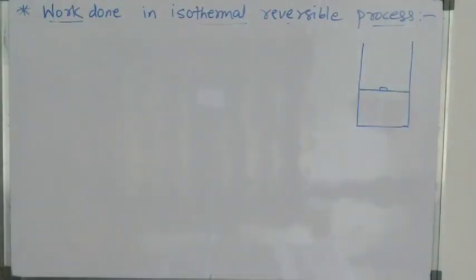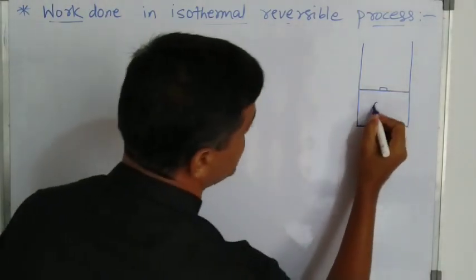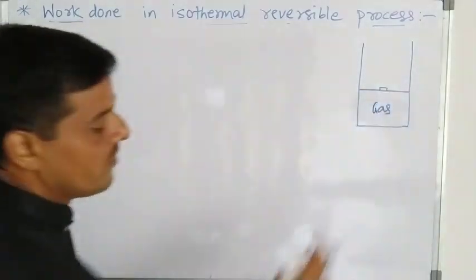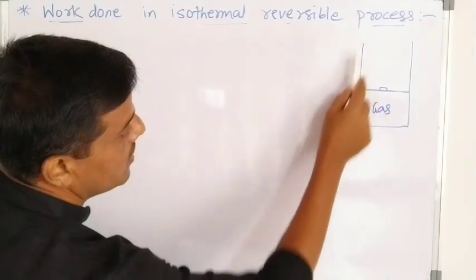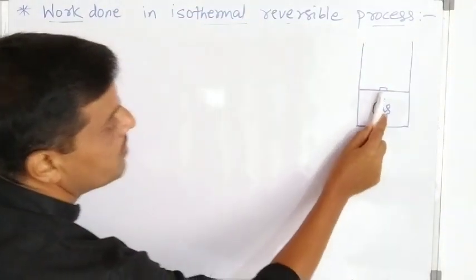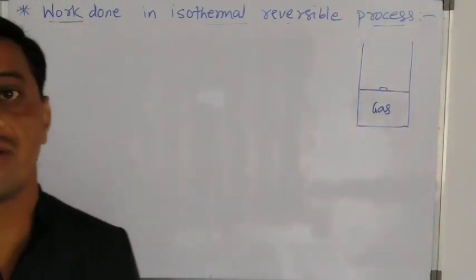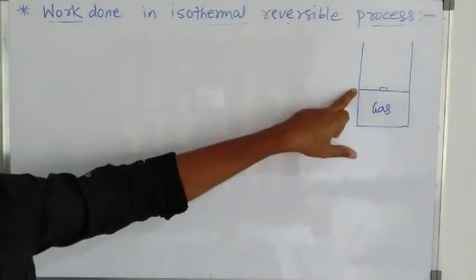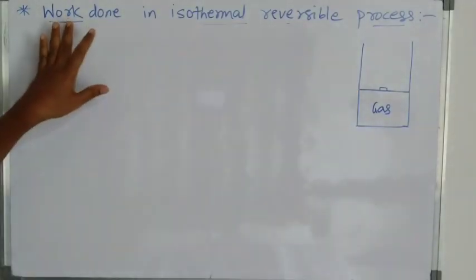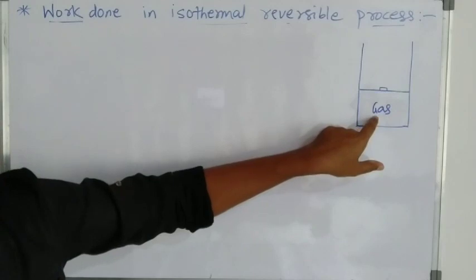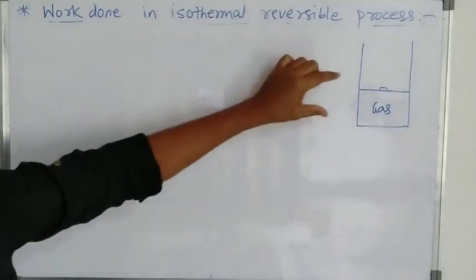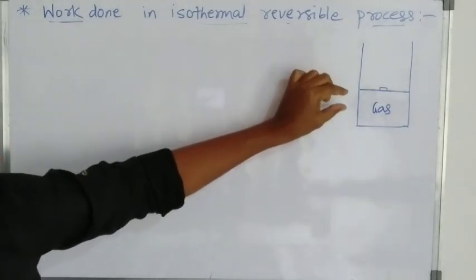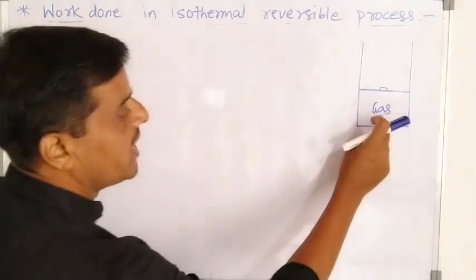Okay? To understand this concept thoroughly, let us consider the gas is enclosed in a cylinder. The gas is enclosed in a cylinder which is fitted with a piston. The cylinder is fitted with a weightless and frictionless piston. Why am I using the weightless piston? Because we are going to determine the work done by the gas as a result of expansion or compression of the gas, or the work is determined as a result of change in volume of the gas.